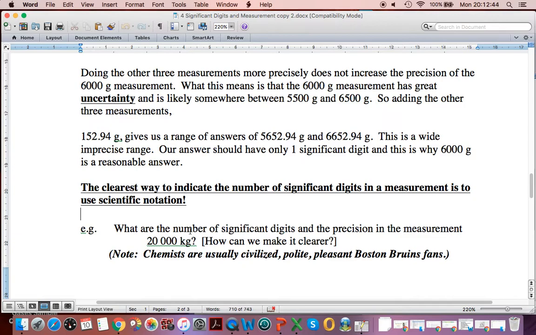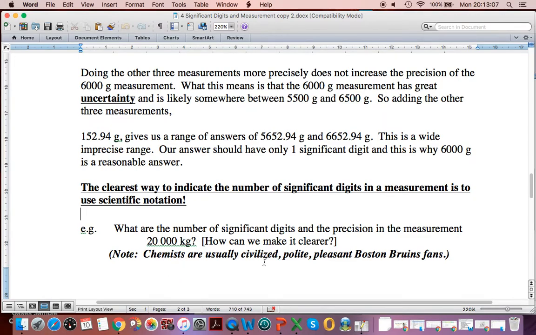And we look at this. What is the number of sig figs and precision of the measurement? 20,000 kilograms. Not a great measurement. Likely we're looking at 1 sig fig, and likely we're looking at nearest 10,000 or nearest 5,000 kilograms. So that would be a sloppy measurement. Might be fine for circumstance, but from a science point of view, pretty sloppy.